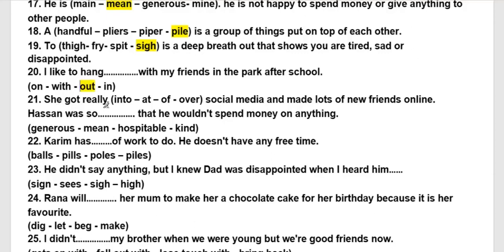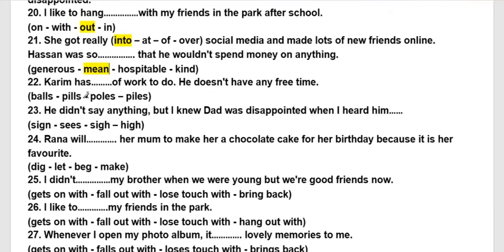She got really into social media and made lots of new friends. She enjoyed it, right? She got really into. Hassan was so mean that he wouldn't spend the money on anything. Karim has piles of work to do. He doesn't have any free time. A lot of work.